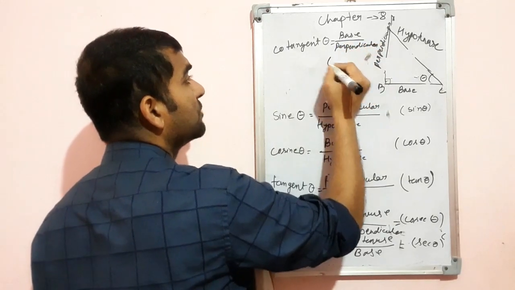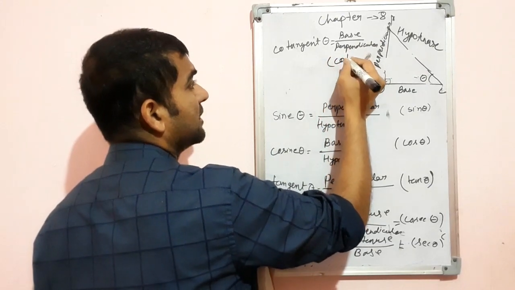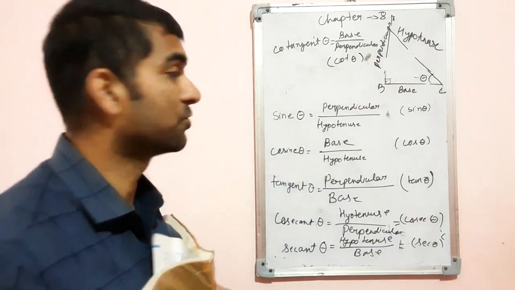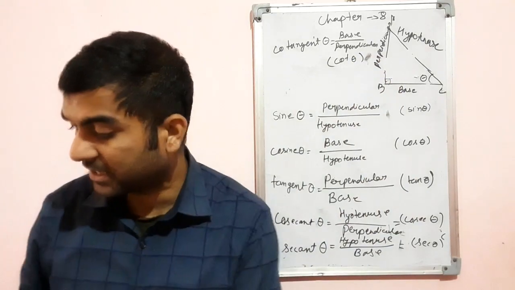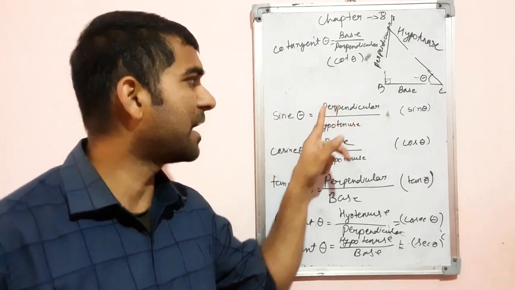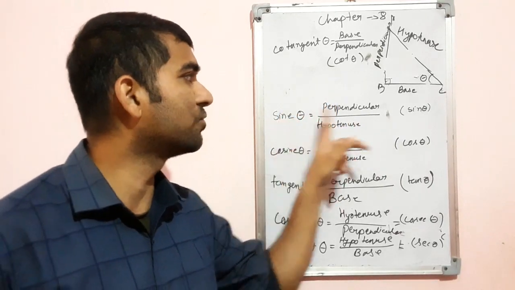And this is also known as what? Cot theta. I hope you are clear. So there are 6 kinds of trigonometric ratios. First one is sine theta, and it is defined by perpendicular by hypotenuse, also known as sine.